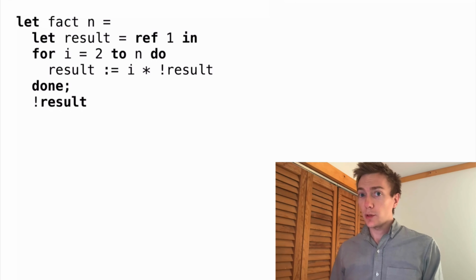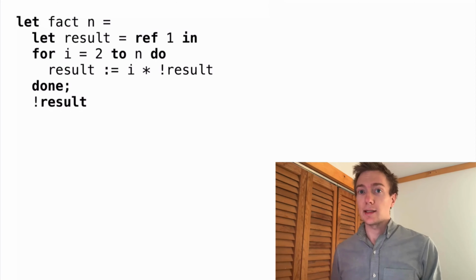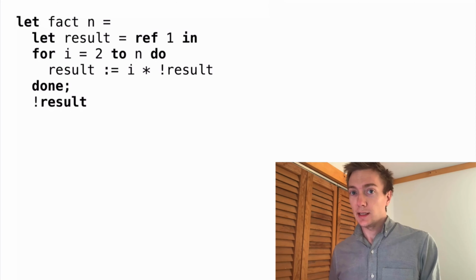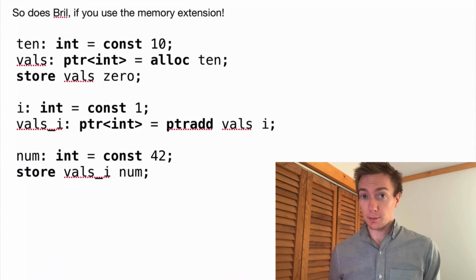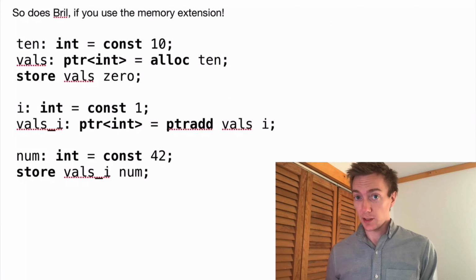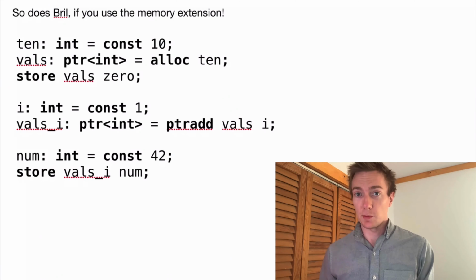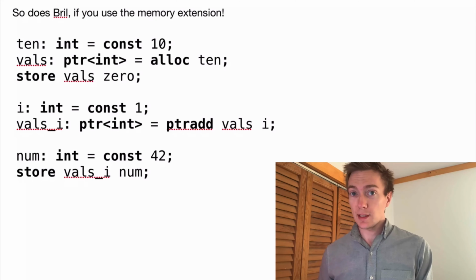So in general, pointers are really everywhere, and it makes sense to try to analyze programs and to try to optimize them in the presence of pointers. Braille also has pointers if you use the memory extension. You've probably encountered the memory extension before. Maybe you've even written programs that use the instructions from the memory extension.